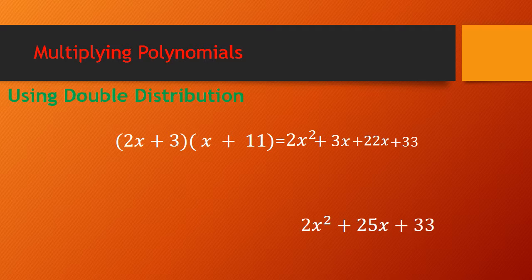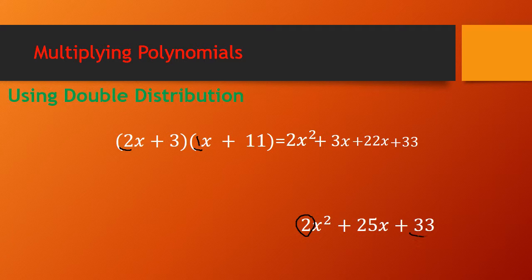And as you can notice, the first number in the trinomial is basically the multiplication of the first numbers in the factored form, 2 and 1. 2 times 1 is 2. So the first number in the trinomial is basically the product of the first two numbers in the binomials.